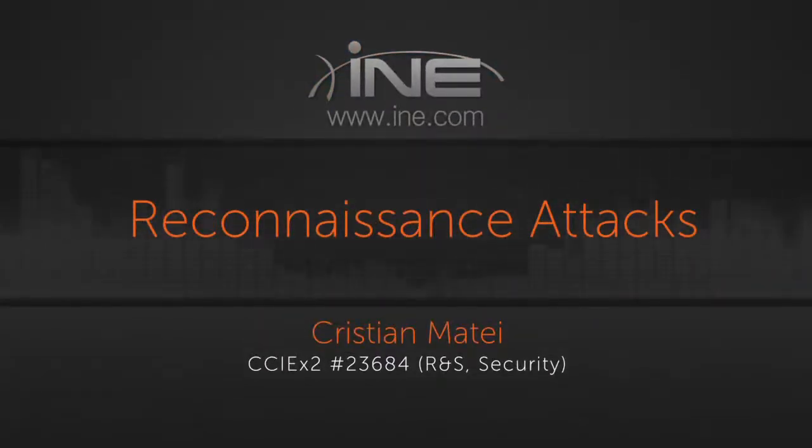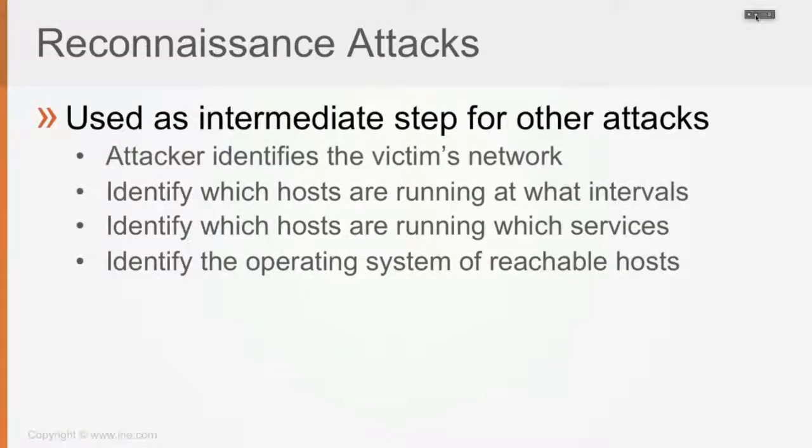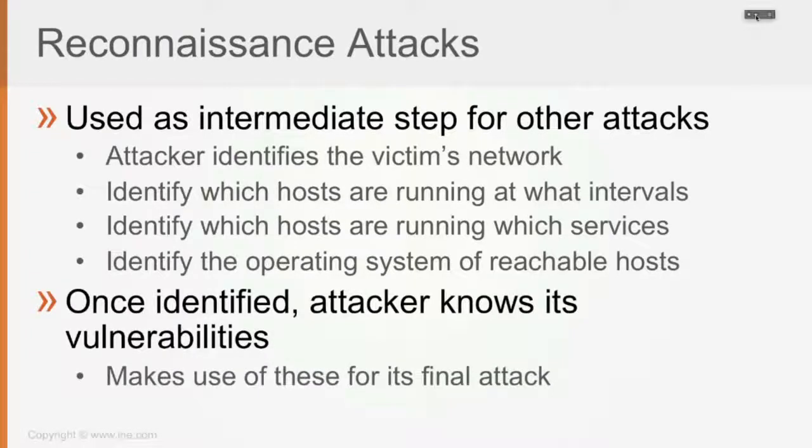We also have what are called reconnaissance attacks, which are generally used as an intermediate step for other attacks. These attacks are scoped to identify the victim's networks, which hosts are running in the network and visible at what intervals, which hosts are running which services, and what operating systems are running on those hosts. And once the attacker has identified all of those things, then it knows the vulnerabilities.